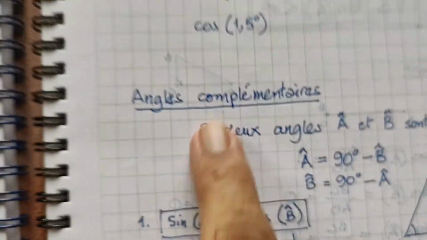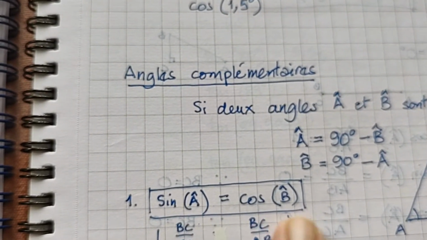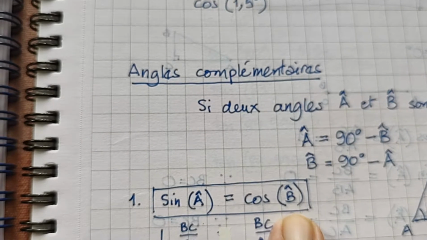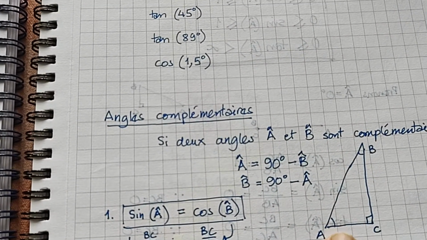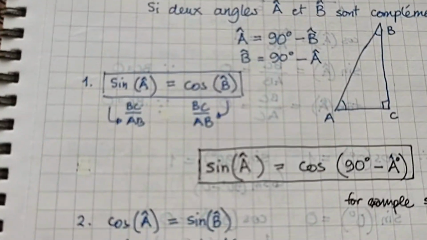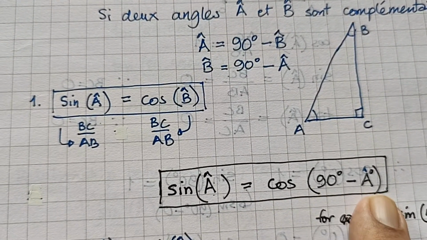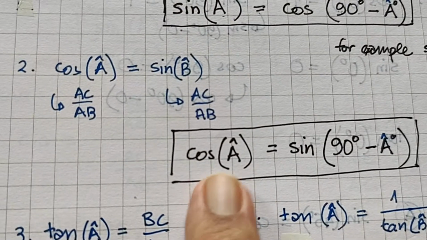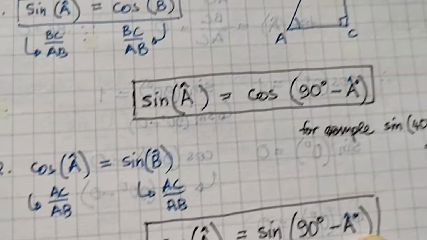And then we came to angle complémentaire, where we learned that sinus A is equal to cosinus B if A and B are angles in a right triangle. Okay, sinus of A is equal to cosinus of 90 minus A. Similarly, cos A is equal to sine of 90 minus A.